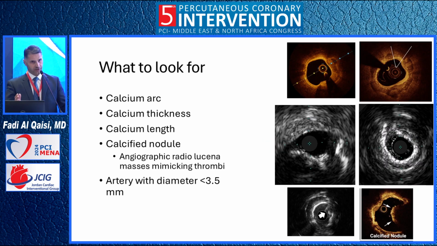What to look for in general? When I do intravascular images, I saw the artery, I did fluoroscopy, I did the intravascular images. What am I looking for? I'm looking for the arc, how circumferential is the calcium. I'm looking for the thickness, how thick is that calcium, how deep is that calcium. I'm looking for the length, how long the artery has calcium. I'm looking for any nasty calcified nodules. Those are a nightmare for every interventional cardiologist. And then we can look at the size of the artery. Is it less than 3.5 millimeters or not?